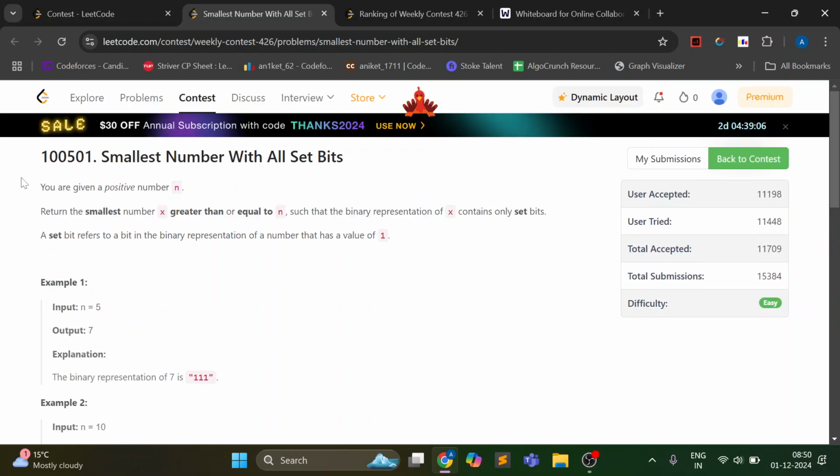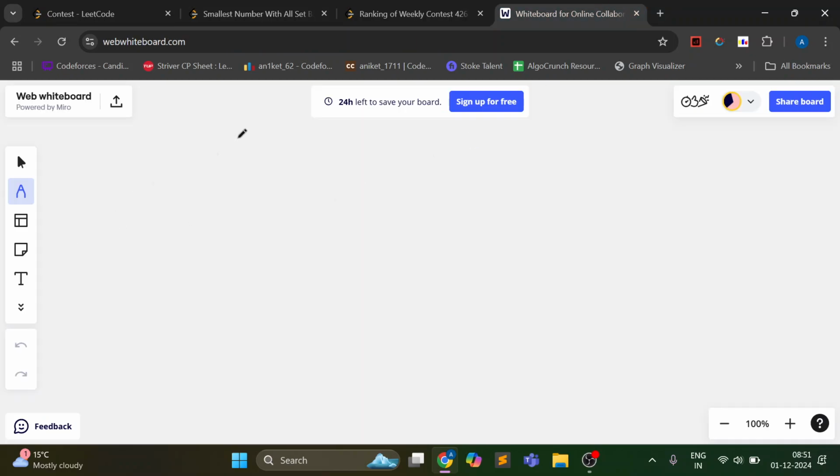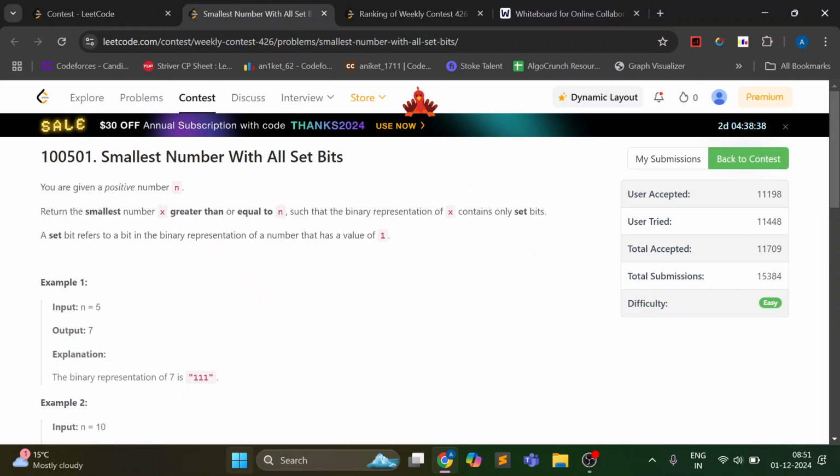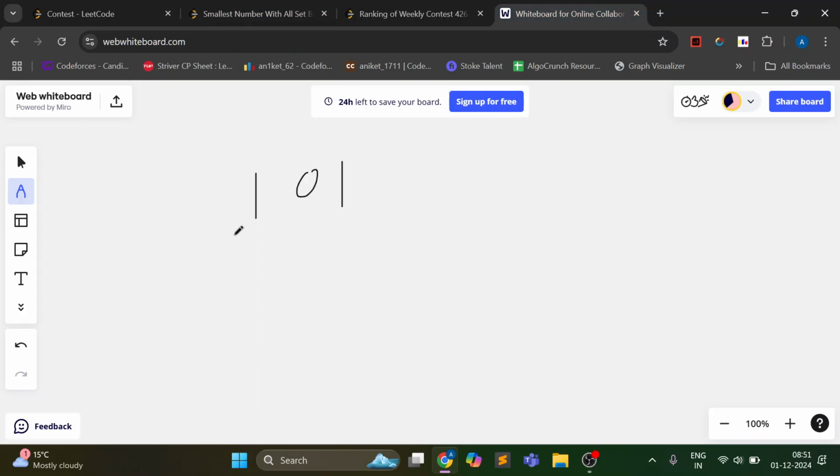So here we are given a positive integer n and we have to return smallest integer x such that it is greater than or equal to n. And the binary representation of x only contains set bits. A set bit refers to a bit in binary representation of a number that has value 1. So for 5, binary representation would be 101, and the answer here is 7 because 7 is the first number which is greater than equal to 5, which has all bits set in its binary representation.